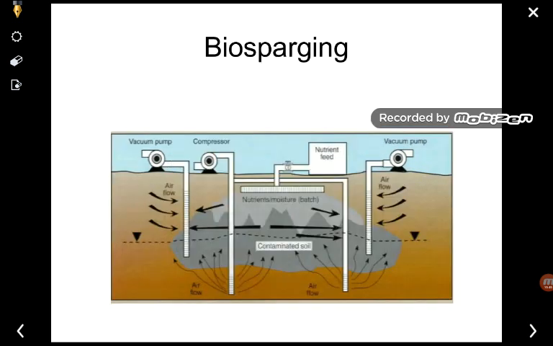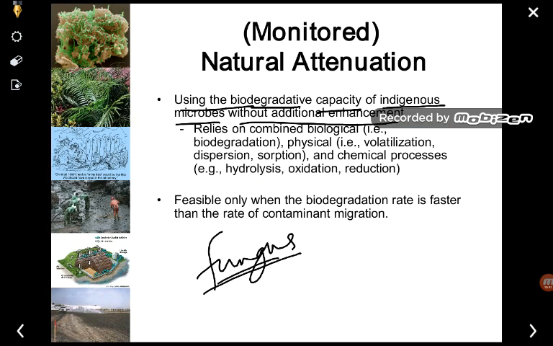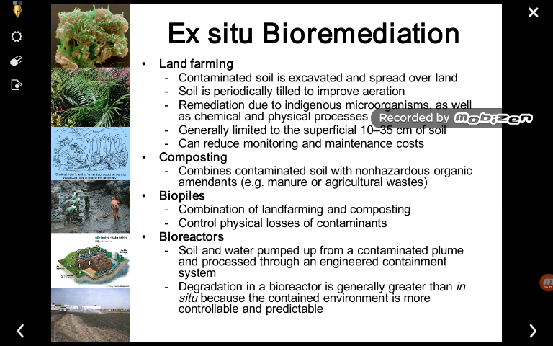So bioventing, natural attenuation. In the next lecture we are going to see about the ex situ bioremediation, and then we are going to continue with phytoremediation. For today, this much is enough.